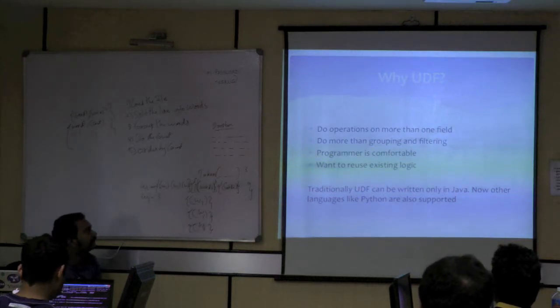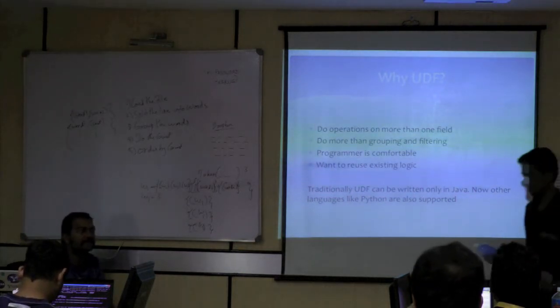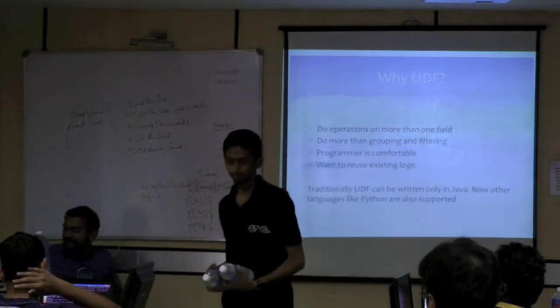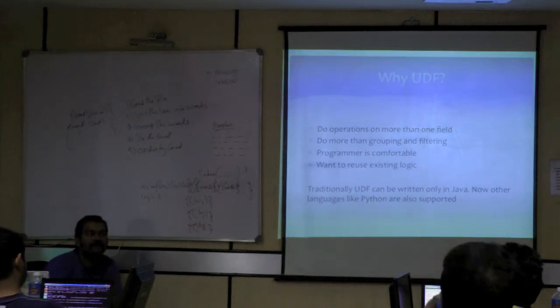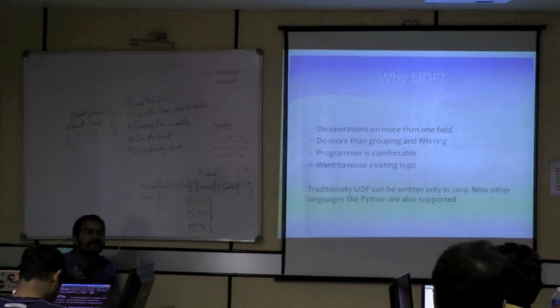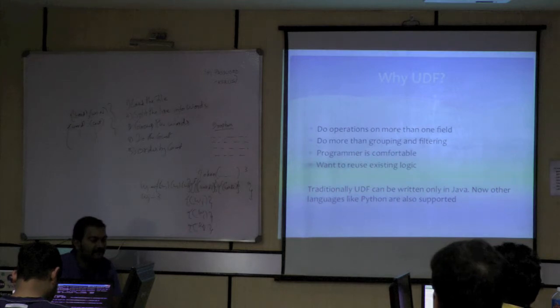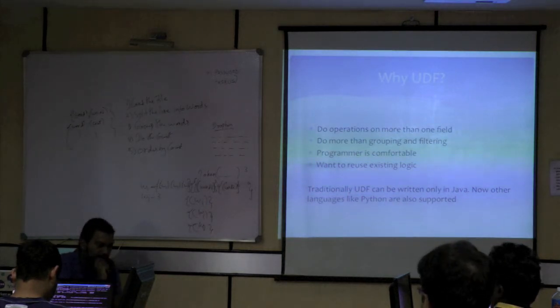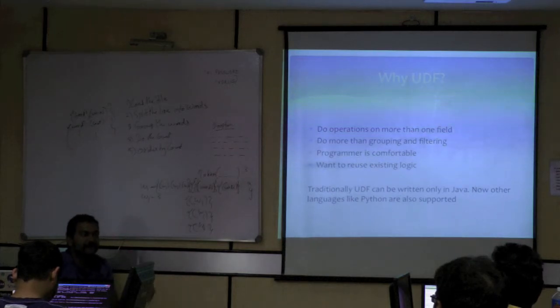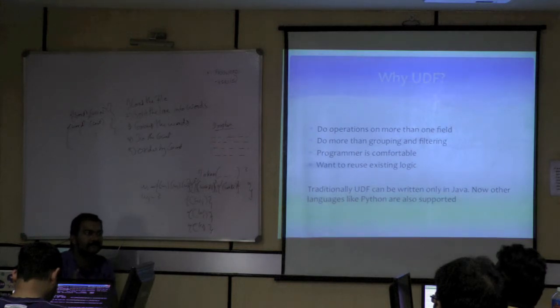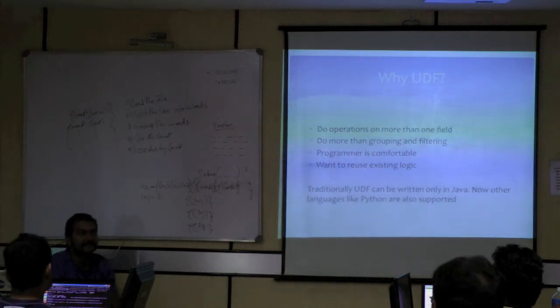This is basically to say that there are certain operations which you might want to do, which is not on one field. You might want to do it on multiple fields, right? One typical example would be: let's say you have data about an employee, and then you have the start date and the end date of a contract, and you want to find out all people who worked for less than 30 days.